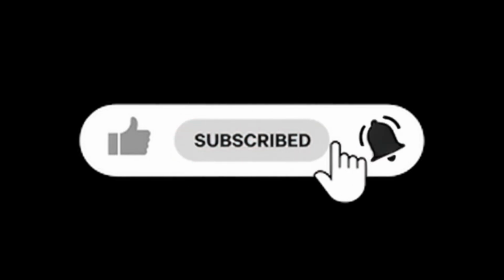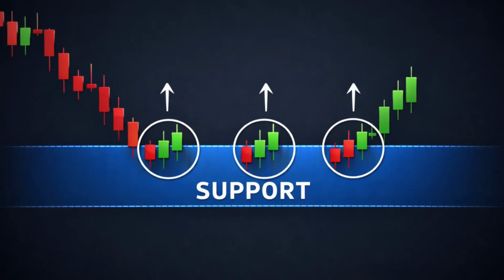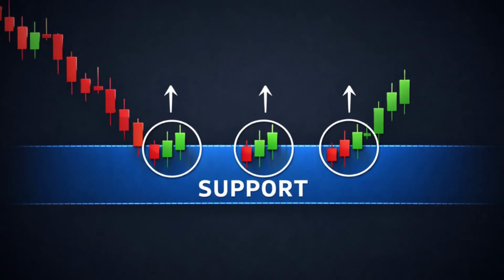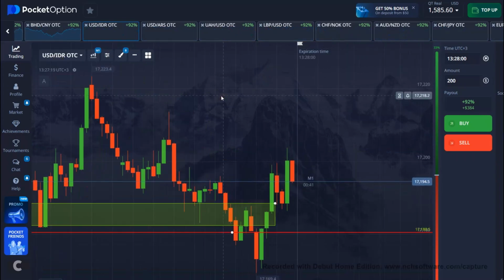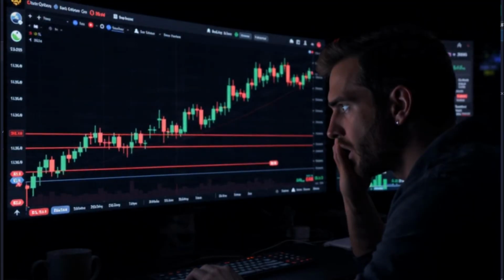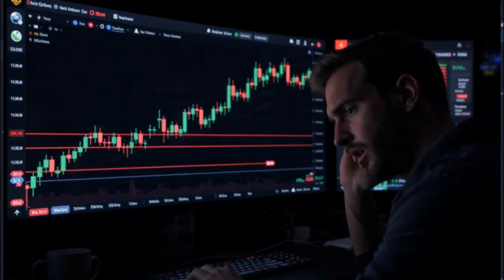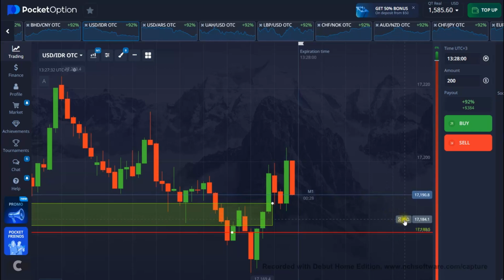Let's go. Let's quickly understand support and resistance. Support is simply a price level where the market has stopped falling multiple times. Resistance is the opposite. It is where the price struggles to move higher and often reverses. But the mistake most beginners make is that they enter immediately when the market touches those levels instead of waiting for confirmation.